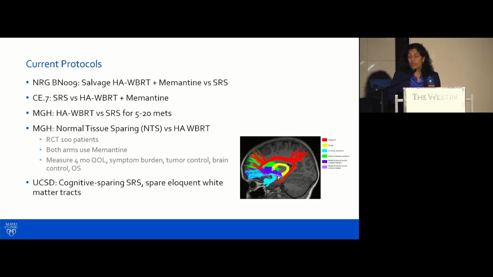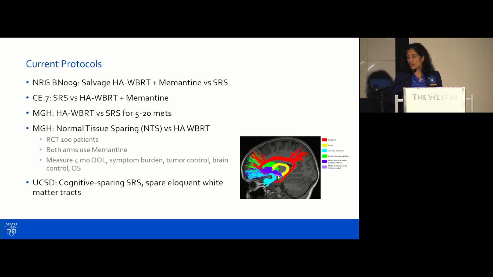We have lots of current protocols, and it's very interesting. So NRG BN009, looking at salvage hippocampal avoidance whole brain radiotherapy and memantine versus radiosurgery. So essentially, patients who have new brain metastases, whether we should do subsequent SRS or just jump to whole brain with the cognitive sparing. There's SRS versus whole brain hippocampal sparing plus memantine. There is hippocampal avoidance versus SRS for 5 to 20 METs. This is being done in Boston.